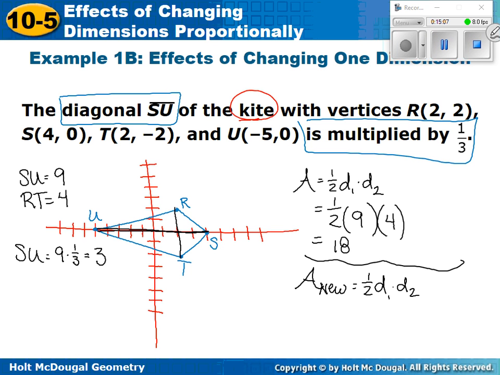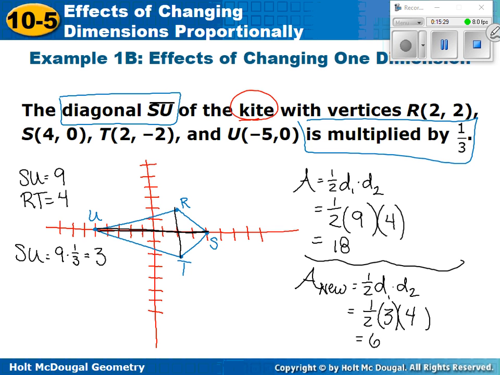We did not change RT, right? We just multiplied SU. So one of our diagonals is going to be 3 now, and the other diagonal stays 4. And what's half of 3 times 4? 6. Is everybody okay with that?